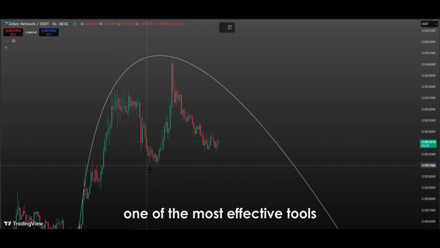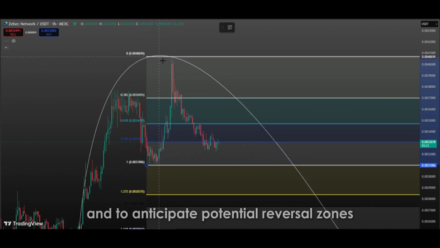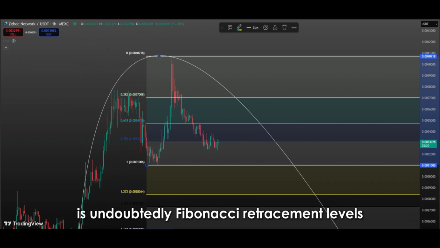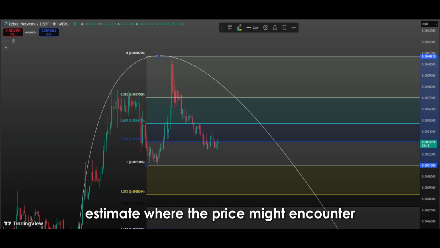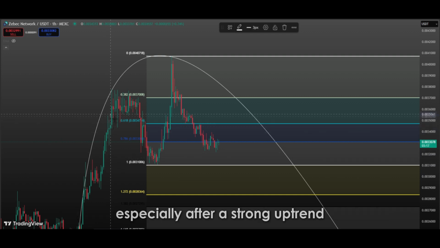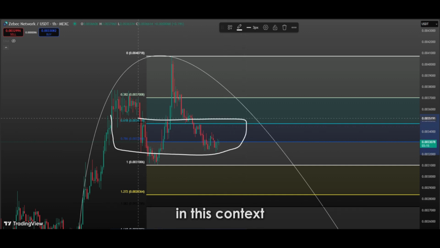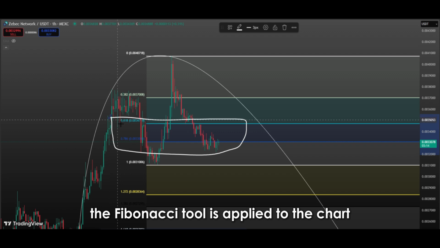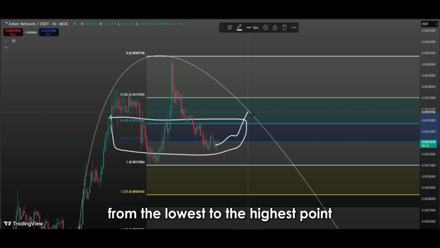Keep watching. One of the most effective tools used to better understand price movements in the market and to anticipate potential reversal zones is undoubtedly Fibonacci retracement levels. These levels help investors estimate where the price might encounter support or resistance and make market behavior much more predictable. Especially after a strong uptrend, Fibonacci retracement levels act like a roadmap during pullbacks. In this context, the Fibonacci tool is applied to the chart by taking into account the price movement from the lowest to the highest point.